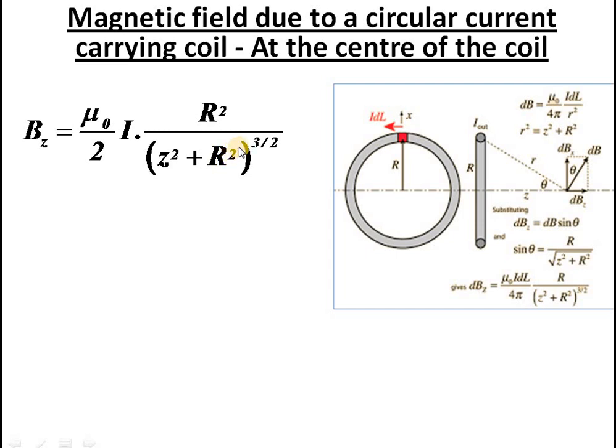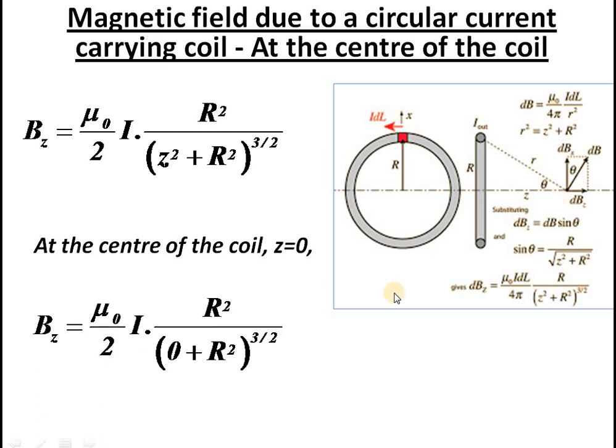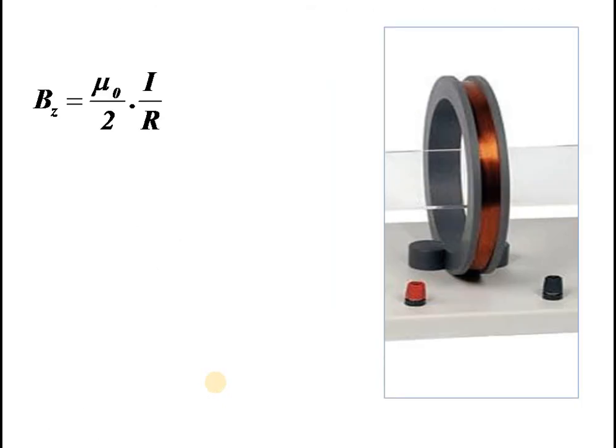Now you can get some special cases. Suppose you take the center point. At the center point, you know this distance becomes 0, that is Z becomes 0. When Z becomes 0, you can replace this with 0. So we replace it here, and now just rearrange it. What happens? We have an r cube in the bottom and r square in the numerator, so they can cancel. So we have mu 0 by 2 into I by r. Very simple form, an extremely proven fact, and by computing this value we get the magnetic field at the center of the loop.